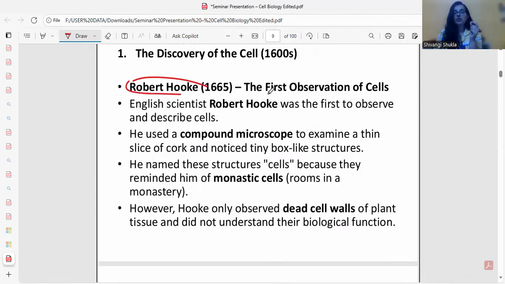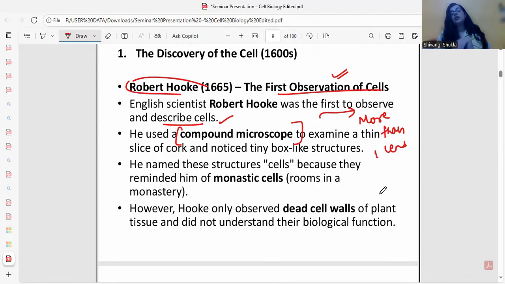Okay, so starting with Robert Hooke. Robert Hooke was the first scientist to observe the cells for the first time. He was the first to observe and describe the cells, and he used a compound microscope. Why is the microscope called compound? Compound because it uses more than one lens. It uses two lenses at times. That is why we call it a compound microscope.